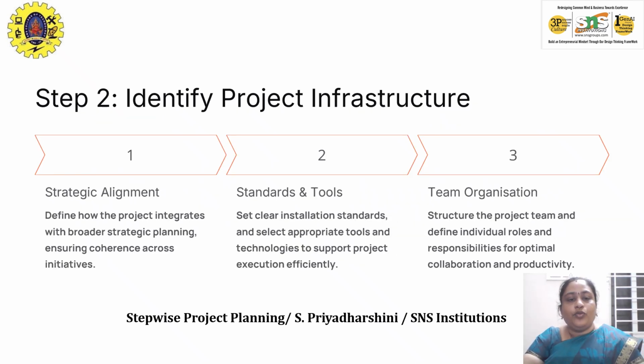In step 2, we are going to identify the project infrastructure. This includes everything from strategic alignment to standards and tools, as well as the team organization. What do you mean by strategic alignment? It defines how the project is integrated with the strategic plan. And next comes the standards and tools. How are we going to give clear installation standards, and what are the tools that we are going to incorporate in the project is defined clearly here.